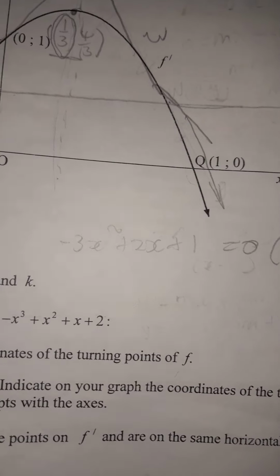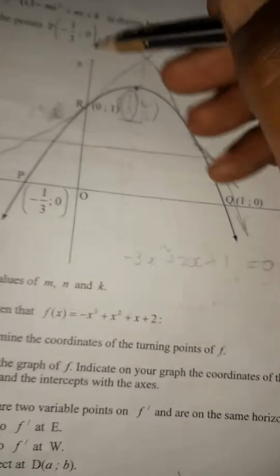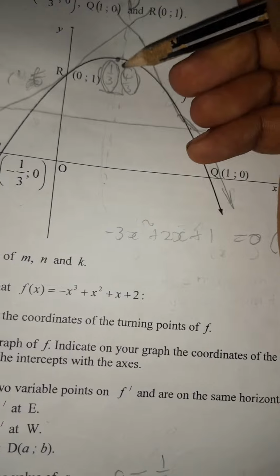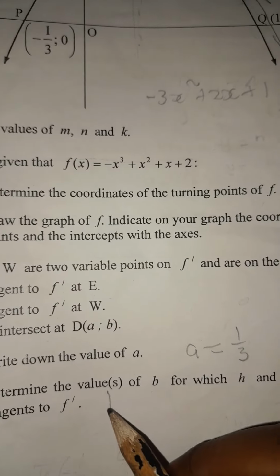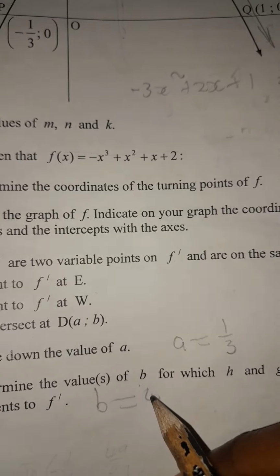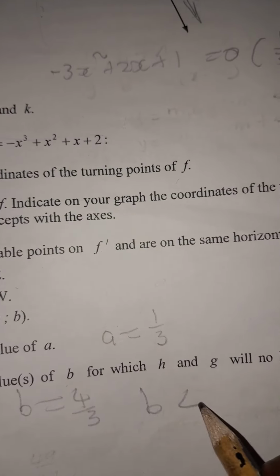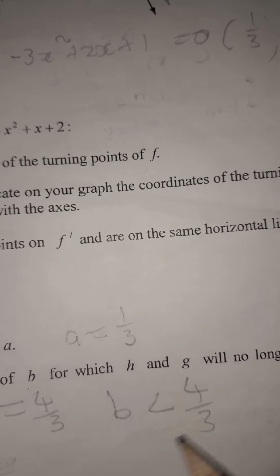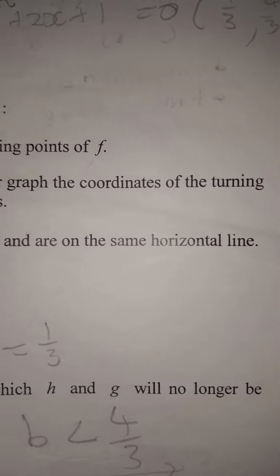So in this case, we are going to find B. Definitely B will be 4/3. So it will be this case, right? Okay. So B will be 4/3. This happens where B is less than 4/3. Then this is how you are going to get that 2 marks.